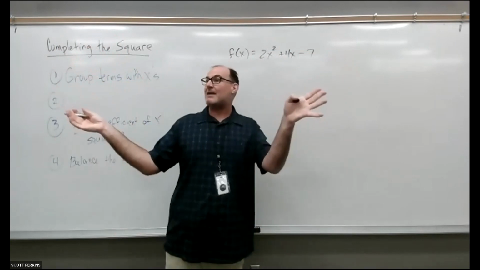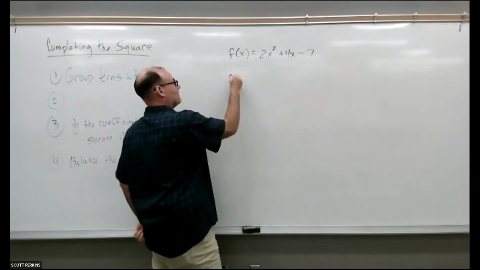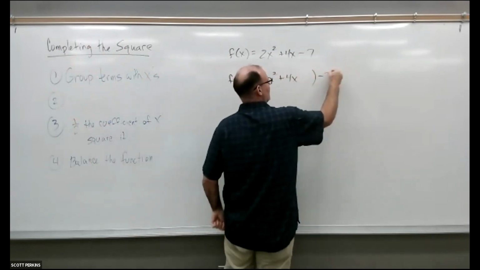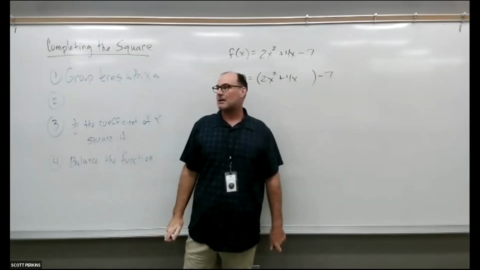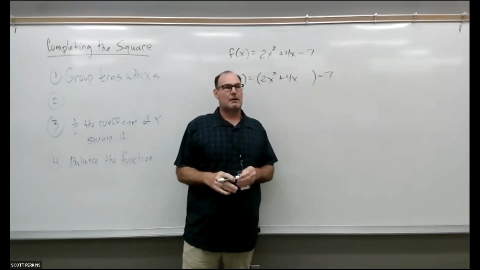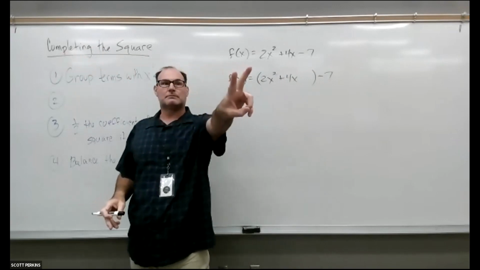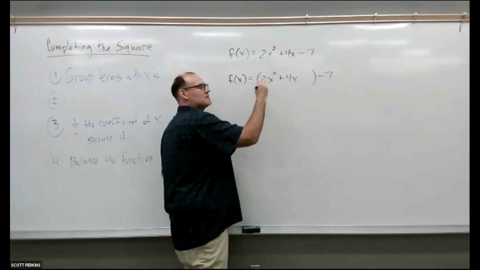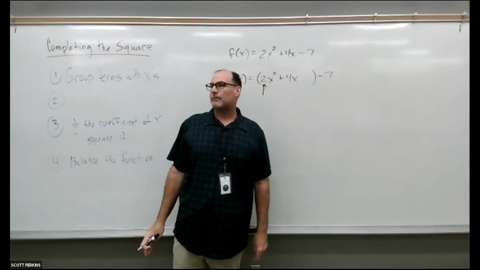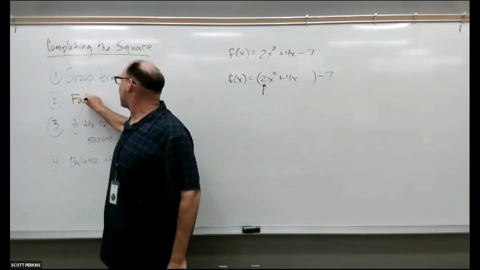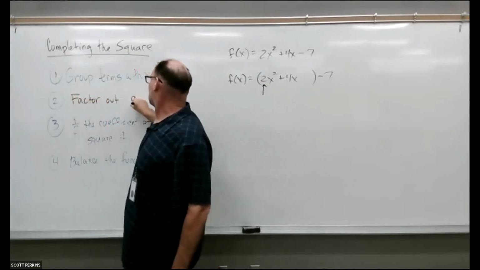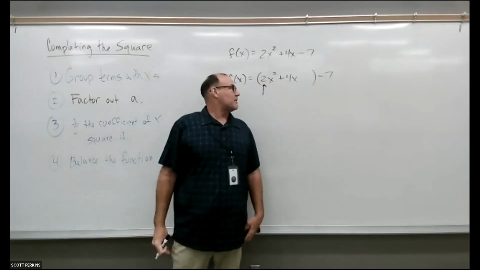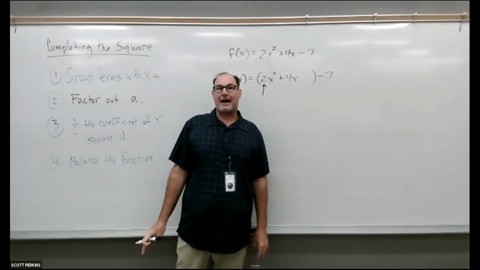Okay, so now we're going to fill in step 2 here. Step 1 is the same. Let's group the terms that have the x's. So 2x squared plus 4x, I'll leave a little gap, and then I throw the minus 7 outside. Here's step 2. Step 2 is whatever the value of a is, factor it out. Factor out the value of a, or you can write factor out the leading coefficient, is another way to say that.